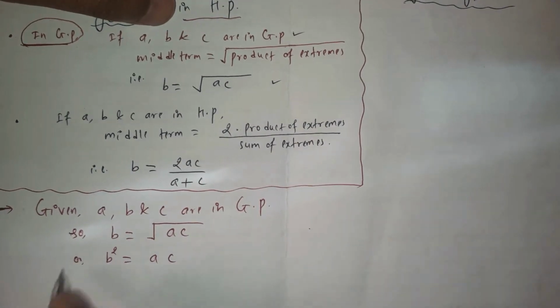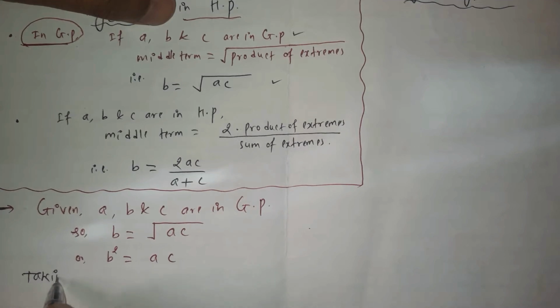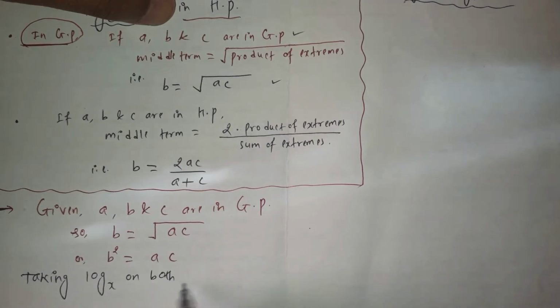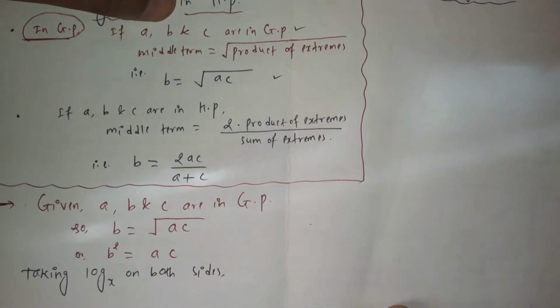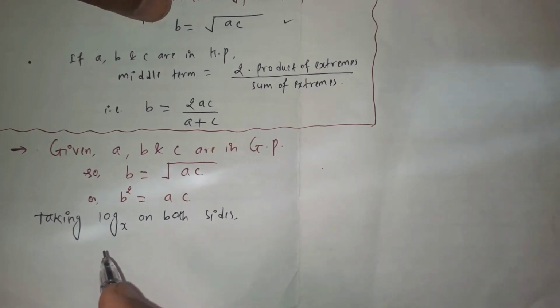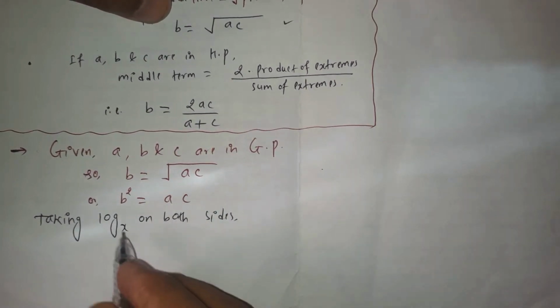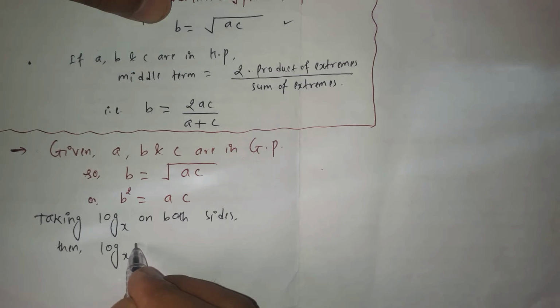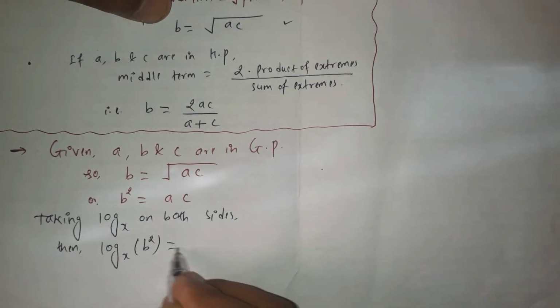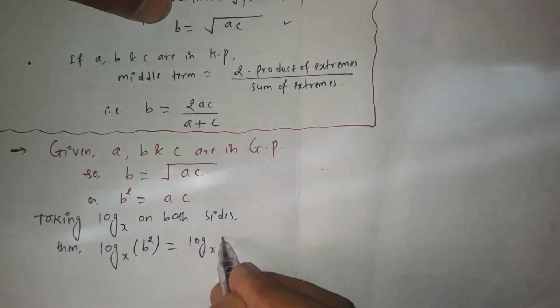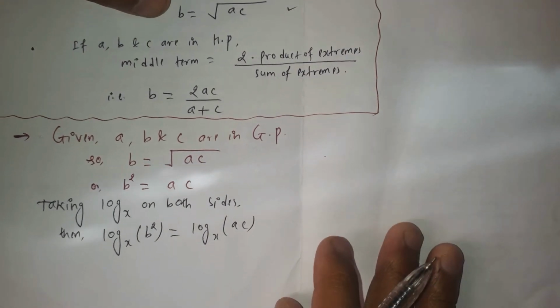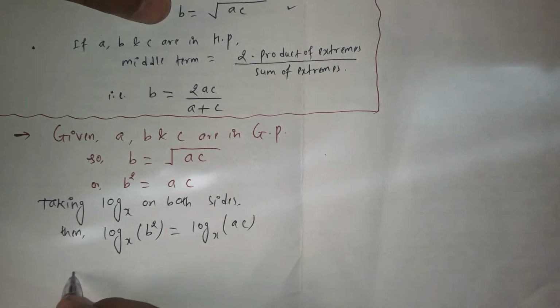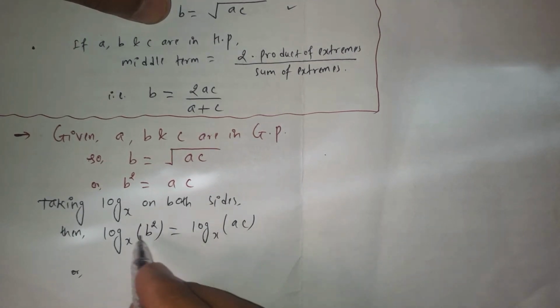So, taking log with base x on both sides of these equations. Here we are going to take the logarithm with base x on both sides of this expression. Then the equation will be log with base x of b square is equal to log with base x of the number AC. Here we can use the power law in the logarithm.